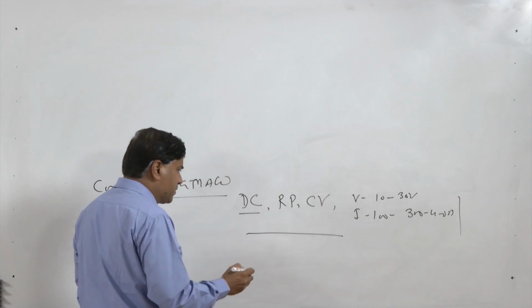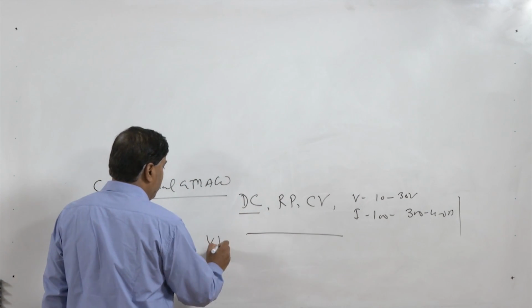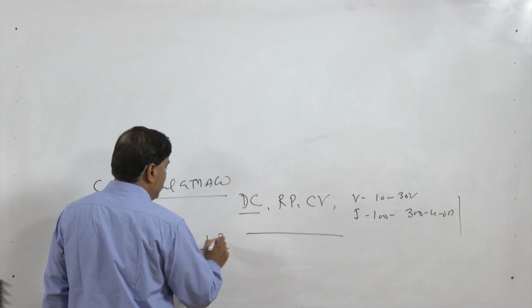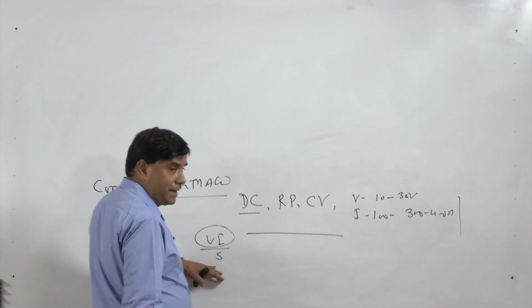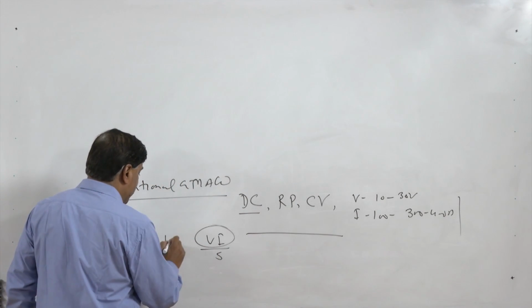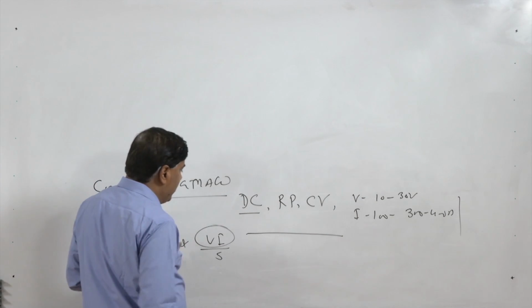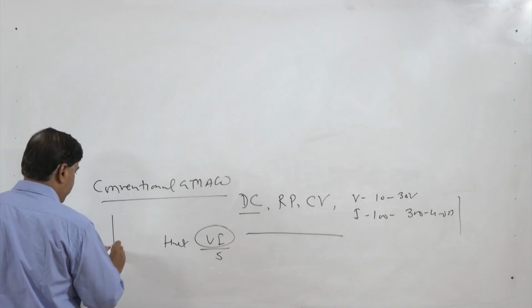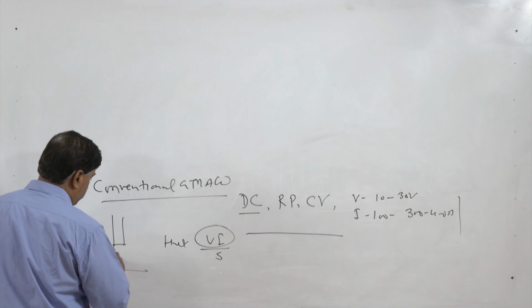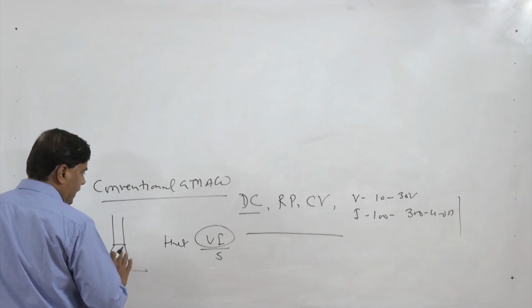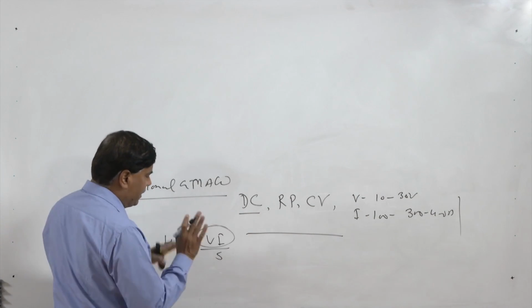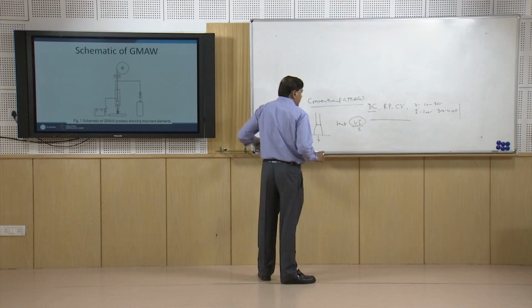So it is easier to calculate the heat input from VI divided by S, heat generation by the arc, and S is the speed. So net heat input we can easily obtain in this case. Heat being delivered by the welding arc to the base is fixed in this case, and that we can obtain from the VI by S.